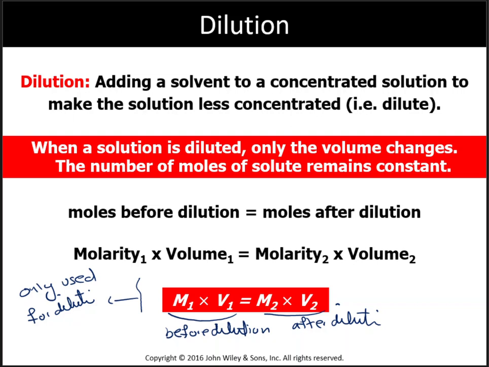So by adding more solvent to it, your coffee now is less sweet, meaning that it's more dilute, in other words. So when you do dilution, the type of solute, the amount of solute, the number of moles of solute doesn't change. You just add more solvent to it to make it more dilute. So let's look at a couple of examples.